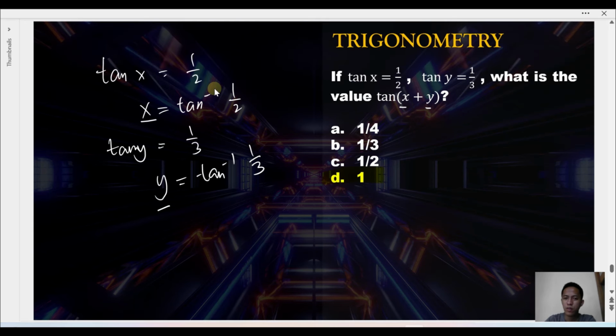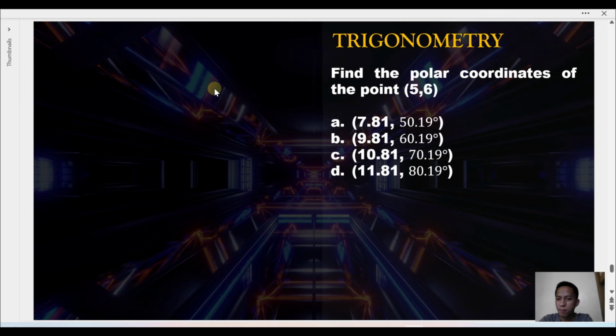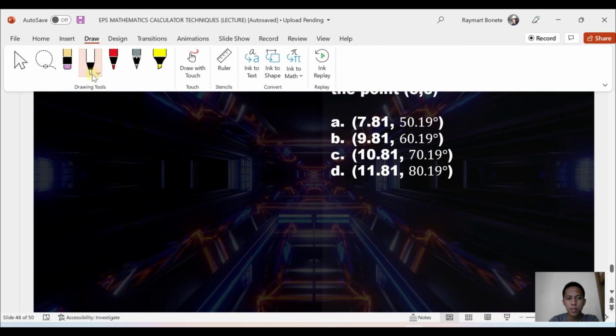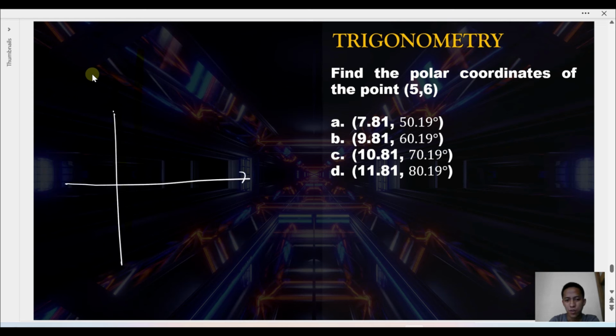Okay guys, so let's proceed to our next problem. Find the polar coordinates of the point. So this is guys the last topic for this part of the webinar series. Find the polar coordinates of the point (5, 6). So recalling guys, yung polar coordinates natin is ganito yung concept natin. Let's say we have here 5, 6. Dito we have 1, 2, 3, 4, 5, and 1, 2, 3, 4, 5, 6. So ito, that is (5, 6).